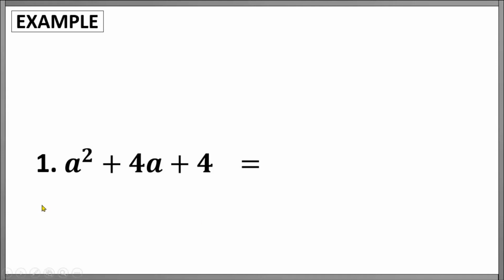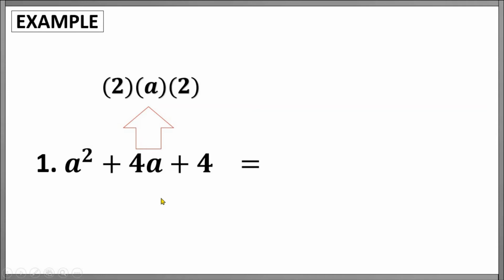A squared plus 4a plus 4. Before we express this as a square of a binomial, let us analyze if it is a perfect square trinomial. The first term a squared is a perfect square. Its last term 4 is also a perfect square. It can be expressed as 2 squared. Its middle term is the same as 2 times the square root of the first term, which is a, times the square root of the last term, which is 2. The product of this leads to 4a.